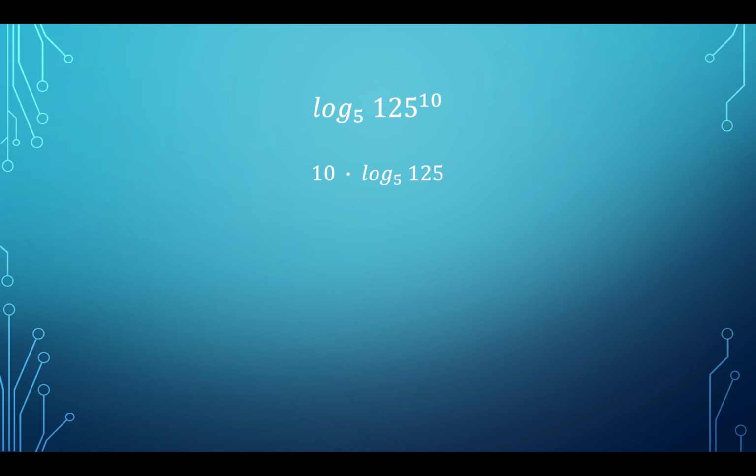Bring the 10 down as the exponent, bring it down into the front, so now it becomes 10 times log base 5 of 125. We're going to use the change of base formula to evaluate that log, so we do log 125 over log 5. We get 3 as our answer. So now we're going to multiply 10 times 3. 10 times 3 gives us 30. And 30 is our final answer.